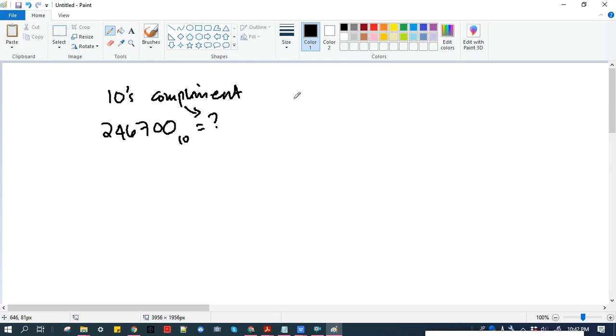We can use the formula directly, R to the n minus N. So that's base 10, 10 to the power of 1, 2, 3, 4, 5, 6, 6 digits. So 10 to the 6 minus the number itself, 246,700. That is 1,000,000 minus 246,700.